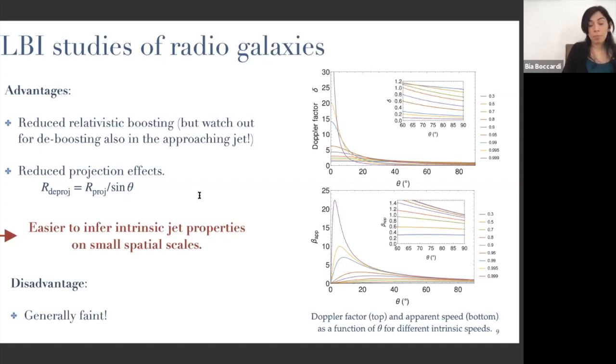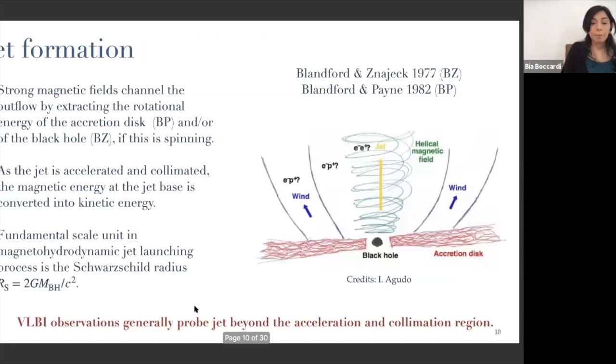One thing I want to mention about the Doppler factor, which is sometimes not remembered, is that if the viewing angle is large, and if the intrinsic speed is also large, we can have a deboosting of the emission, so a Doppler factor smaller than 1, even in the approaching jet in radio galaxies. So this is a concept that will be useful for something that I will mention later. So let's say something more about what we know about jet formation.